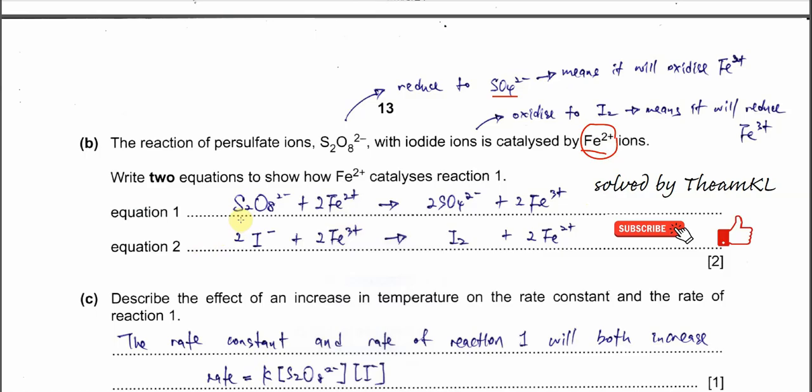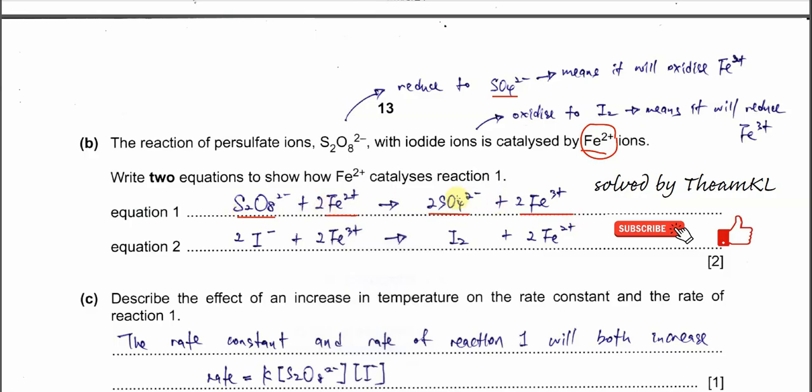So you need to put the persulfate forming the sulfate first. Then you put the iron(II), because the persulfate must react with iron(II): the persulfate is reduced and oxidises iron(II) to iron(III). Then you just balance it. Put 2 moles of sulfate and 2 moles of iron(II) and iron(III).